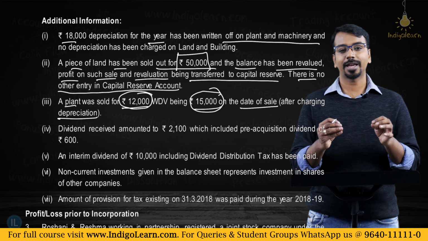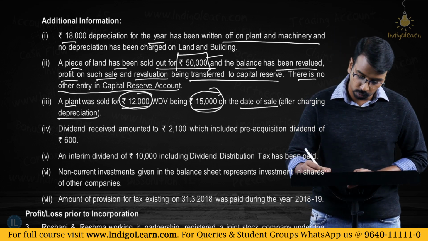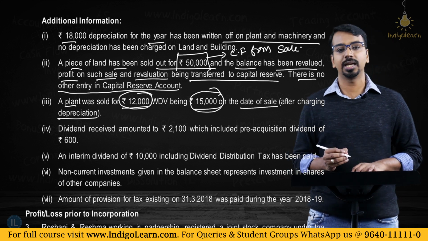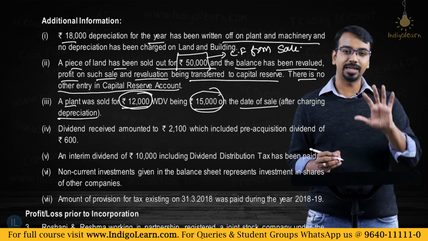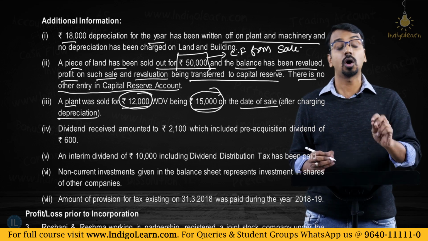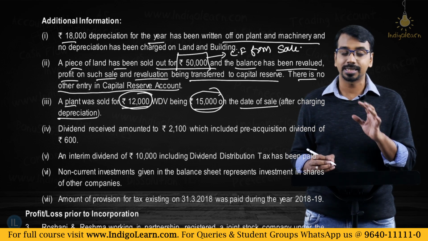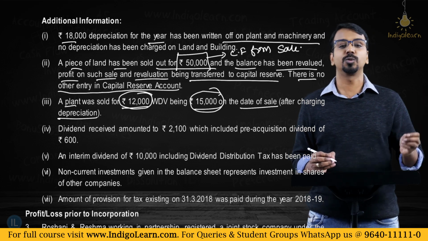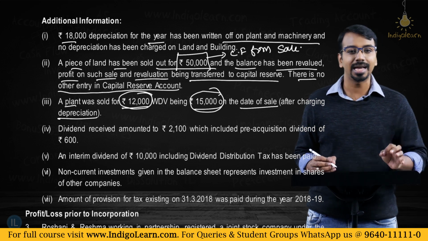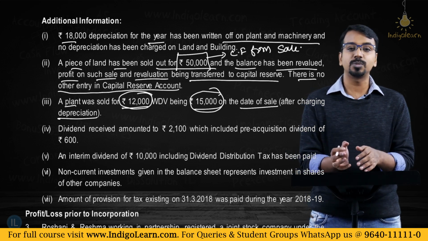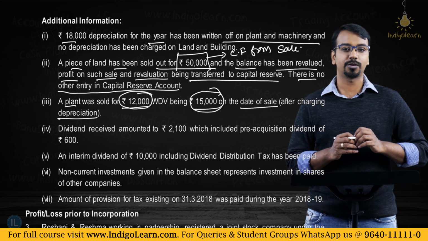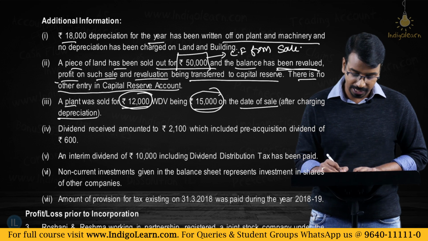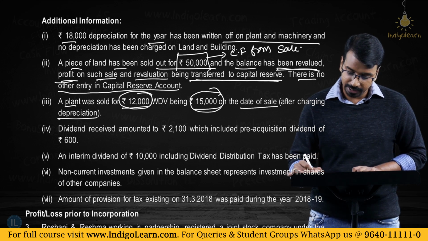Now for preparation of cash flow statement, what is relevant to us? We have to know what is the cash flow from sale. What is the cash flow from sale? Cash flow from sale is 50,000. That is very clear. This is information which is important or relevant for us to prepare the cash flow statement. The second thing we need to know is what is the profit on land which has been credited to the statement of profit and loss or which has been considered as other income. Is there any profit which has been considered as other income in the statement of profit and loss? The answer to that is no, because the question says whatever is the revaluation and the profit, it has been transferred to the capital reserve.